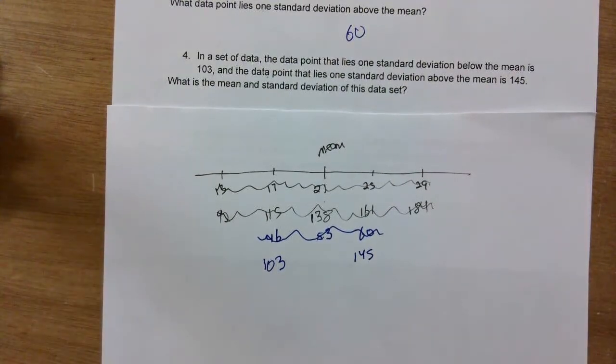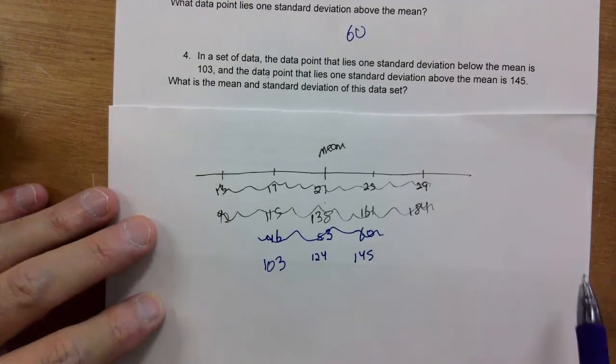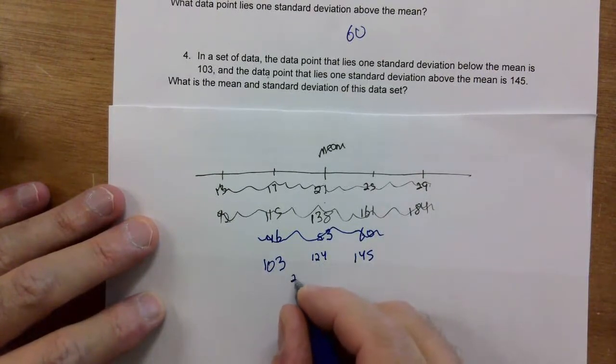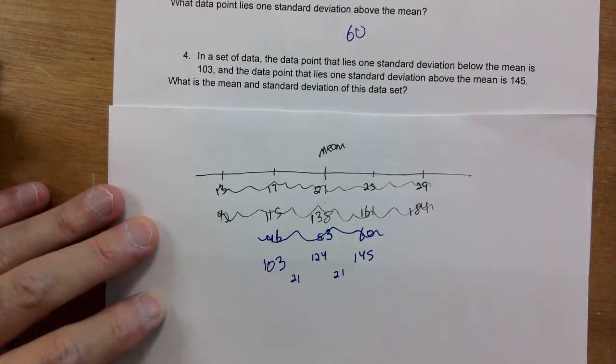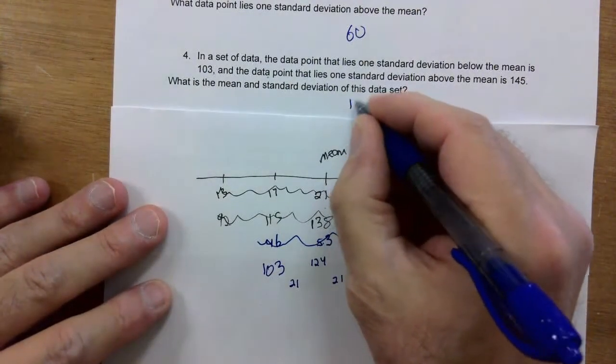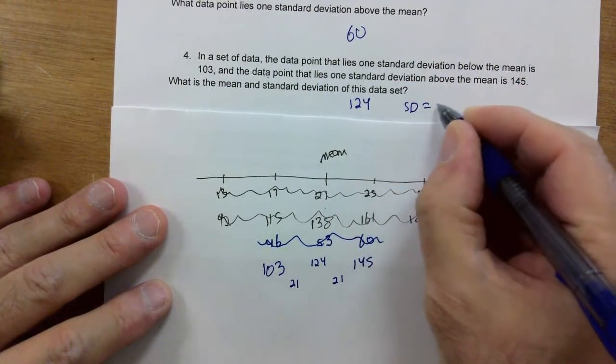I got 124. 124 is just as far away from 145 as it is from 103. They're 21 away, 21 away this way and 21 away this way. So the mean is 124 and the standard deviation is 21.